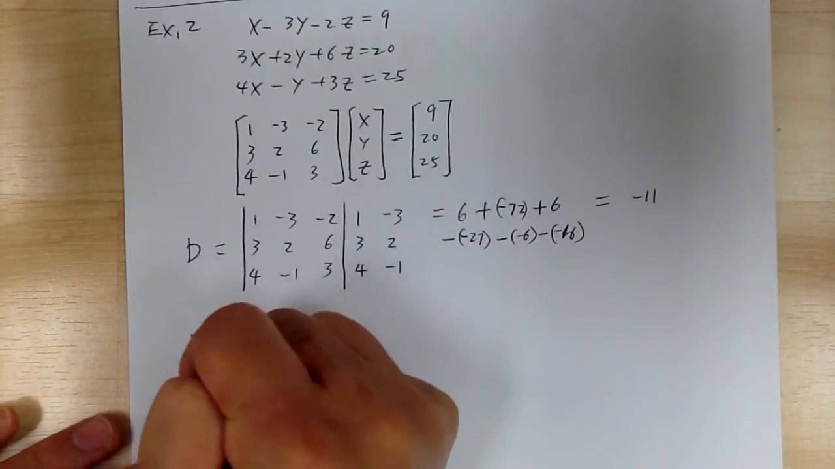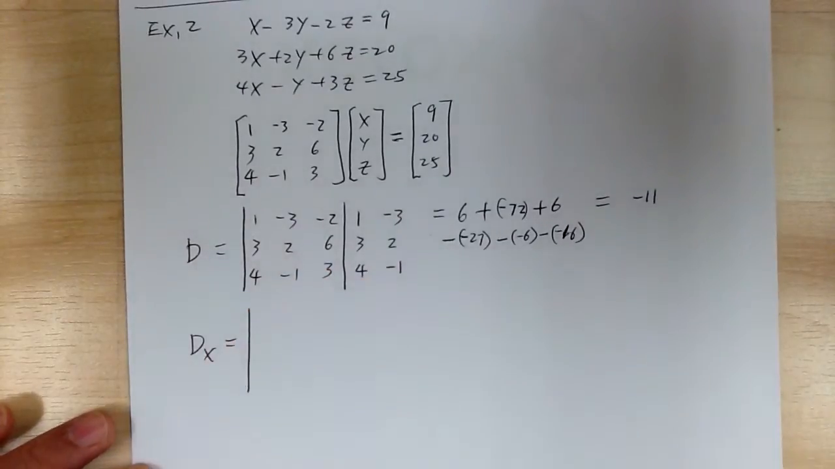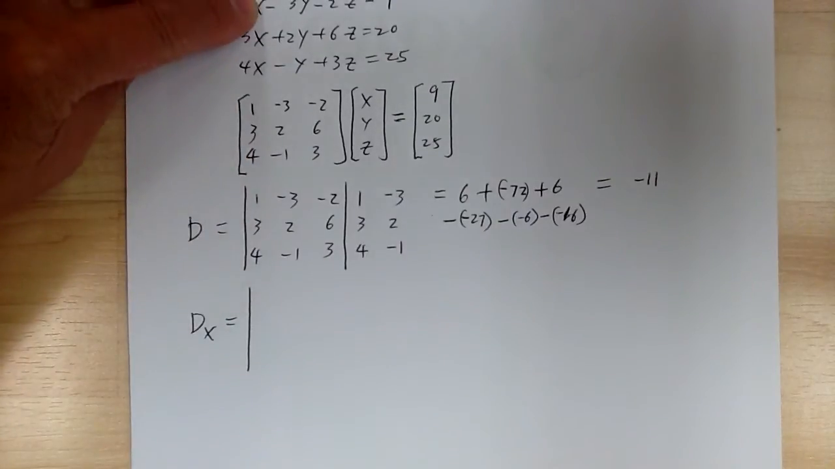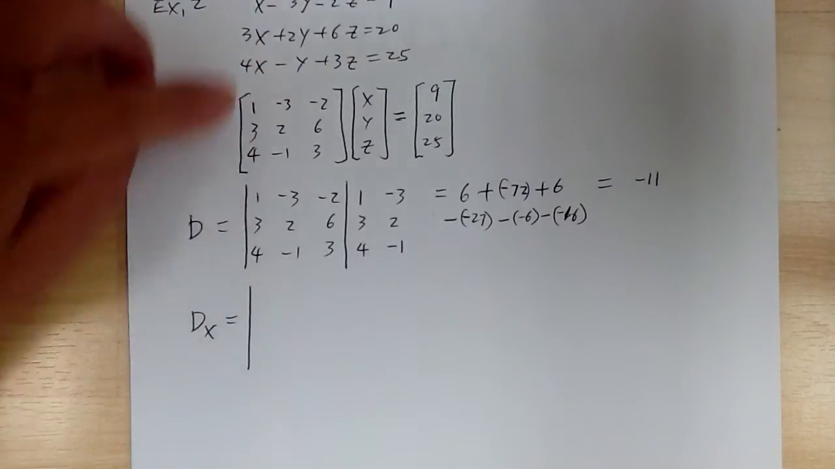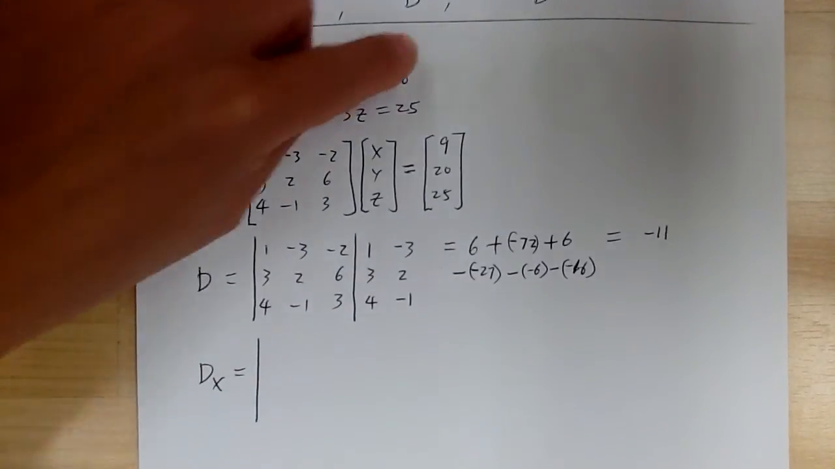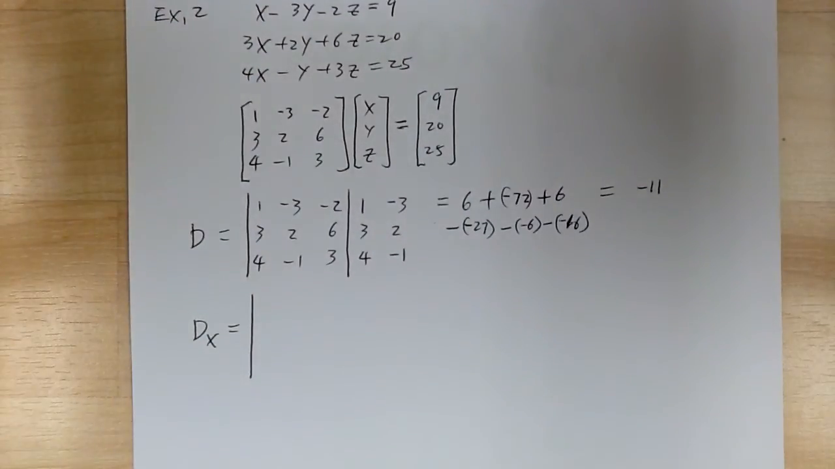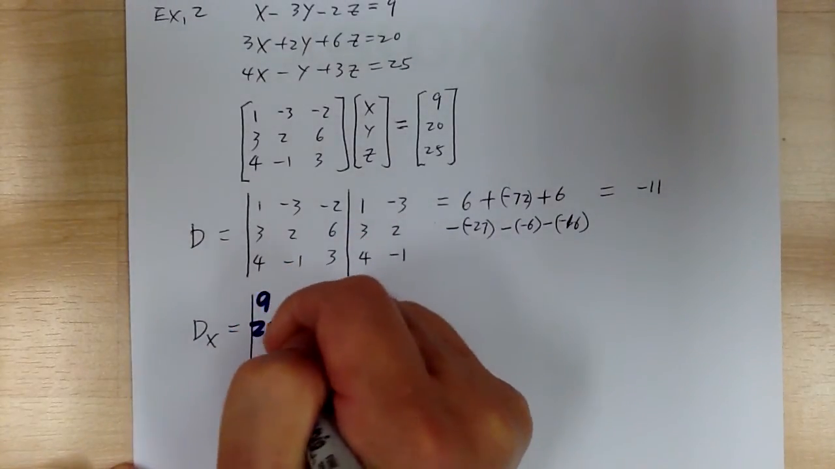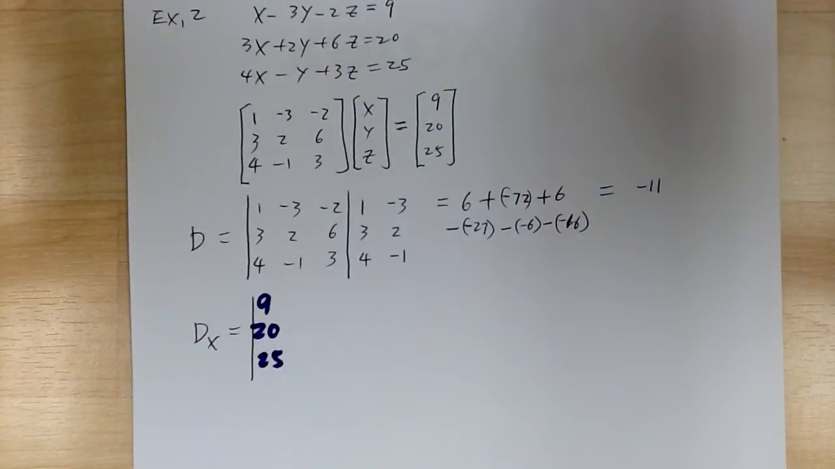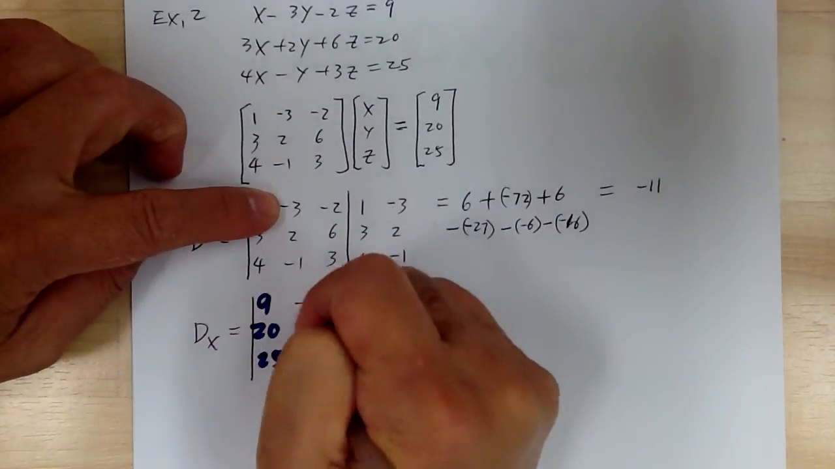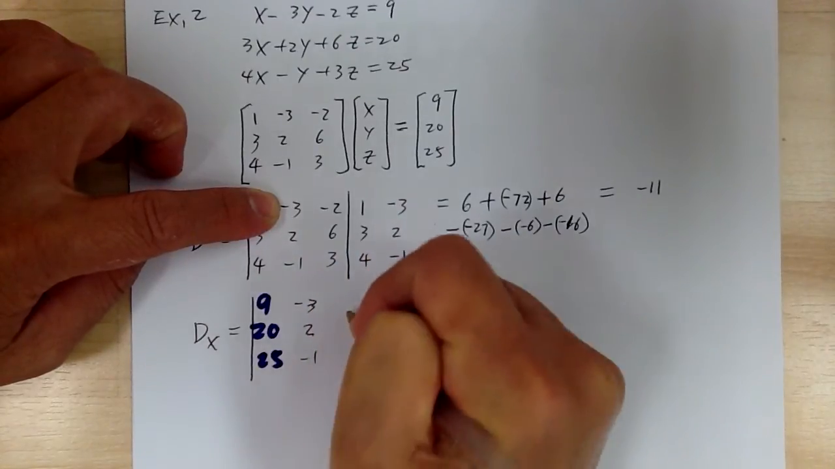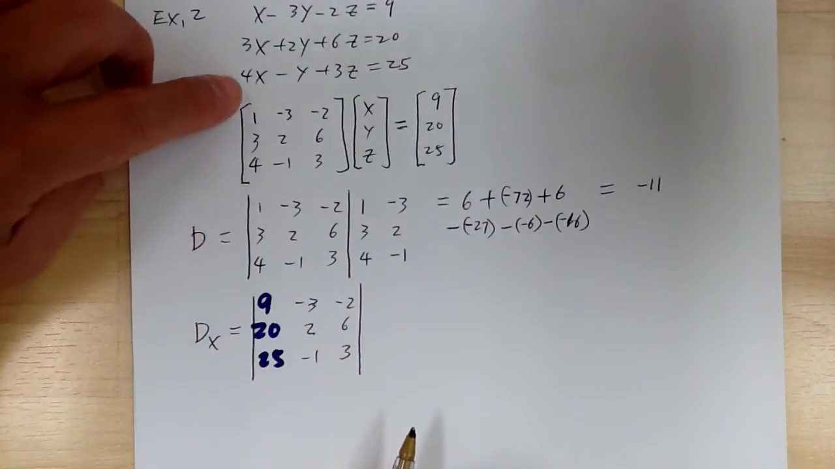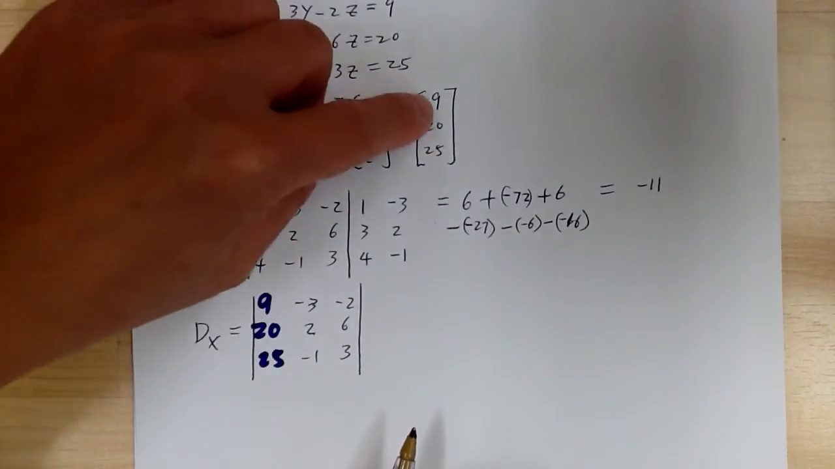Now you go to Dx. Dx means you replace the first column, the x column, by the answer matrix. So you get 9, 20, 25, then negative 3, 2, negative 1, negative 2, 6, 3. Again, Dx means you replace the x column by the answers.